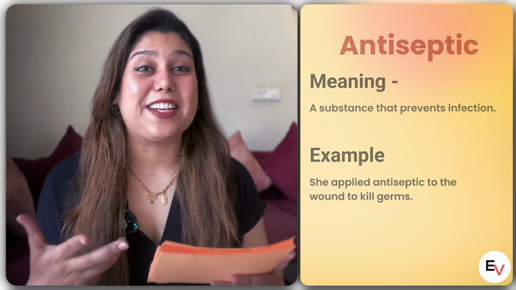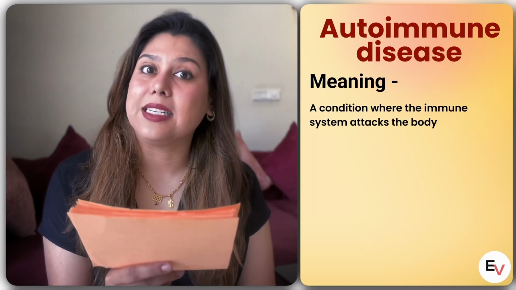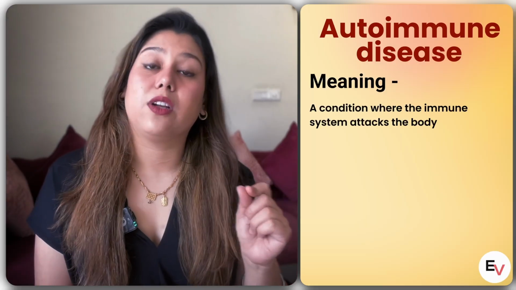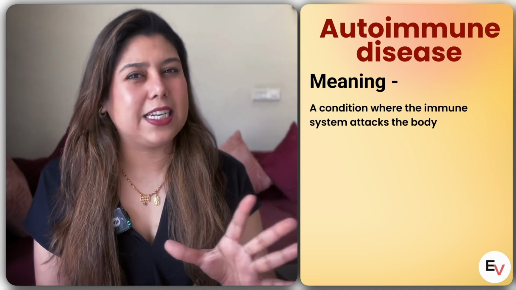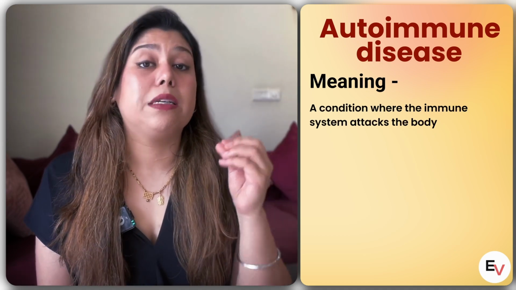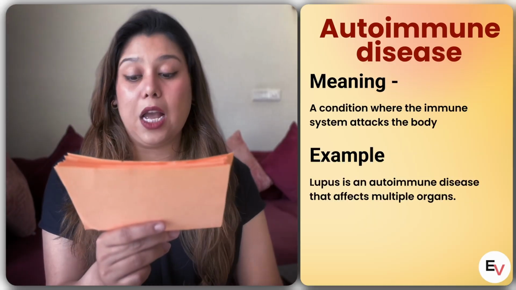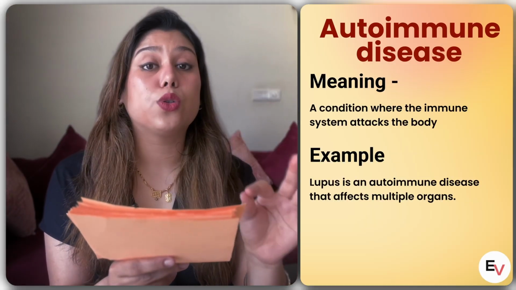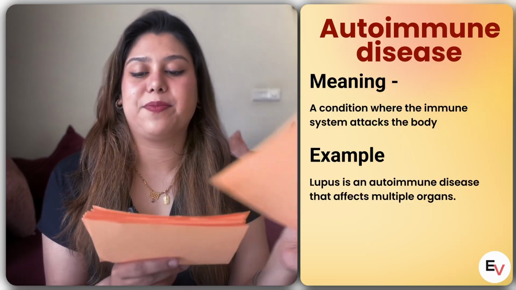Moving on to your next word, which is autoimmune disease. Repeat after me. Autoimmune disease. Now it is a condition where the immune system attacks the body. It is basically a disorder where the immune system malfunctions. Now let's frame a sentence with this word. Lupus is an autoimmune disease that affects multiple organs.